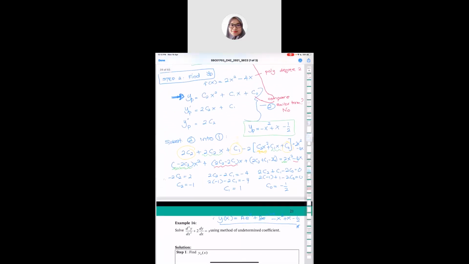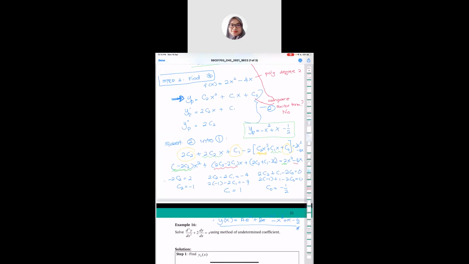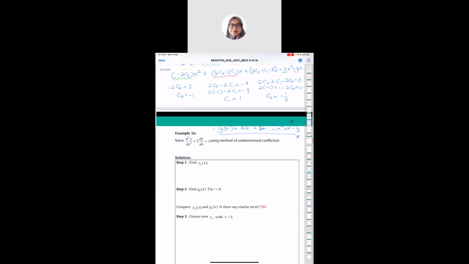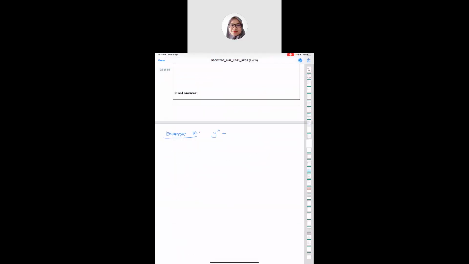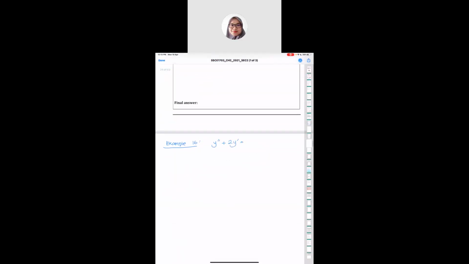Okay, example 16, y double prime plus 2y prime. Okay, so saya buat kat sini. Example 16. Okay, solve y double prime plus 2y prime equal to x. Okay, cuba selesaikan. Okay, dapatkan YH. Okay, bagi kat saya the value of YH. Okay, kita tahu dia non-homogeneous equation. Okay, polynomial. So kita boleh guna undetermined coefficient.